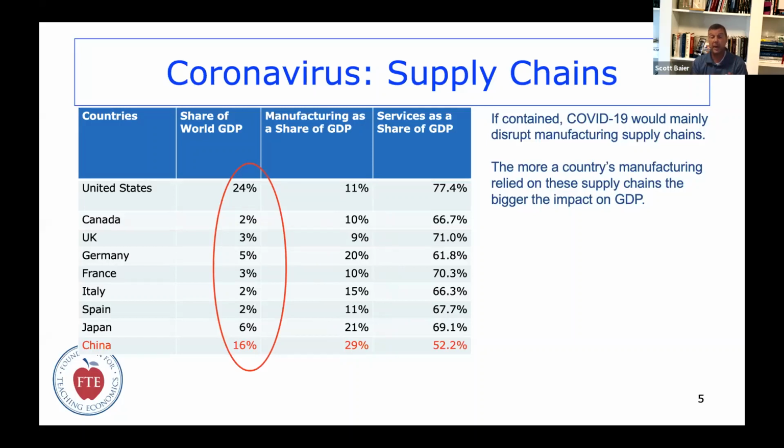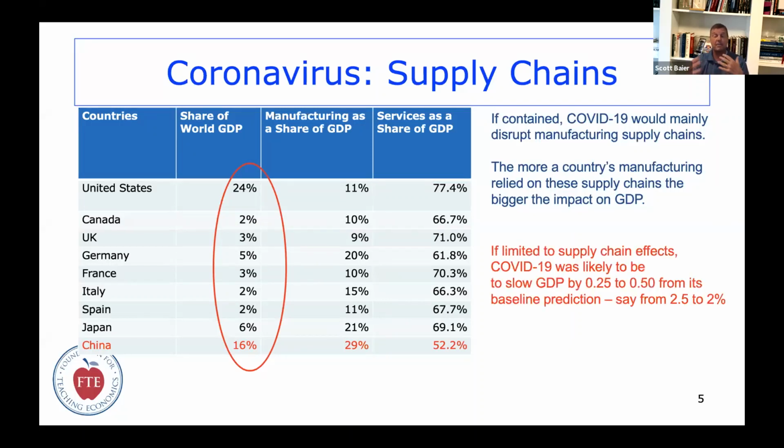So what we were expecting was a modest impact of coronavirus occurring through supply chains, and that would slow down supply chains, slow down manufacturing, and have knock-on effects in the US. So again, the original thought around the end of January, early February, was that if it was limited to supply chain disruptions, it would knock about 0.25% or 0.5% off of GDP growth, lowering the baseline prediction this year, saying GDP was going to grow at about 2.5%, down to 2%.